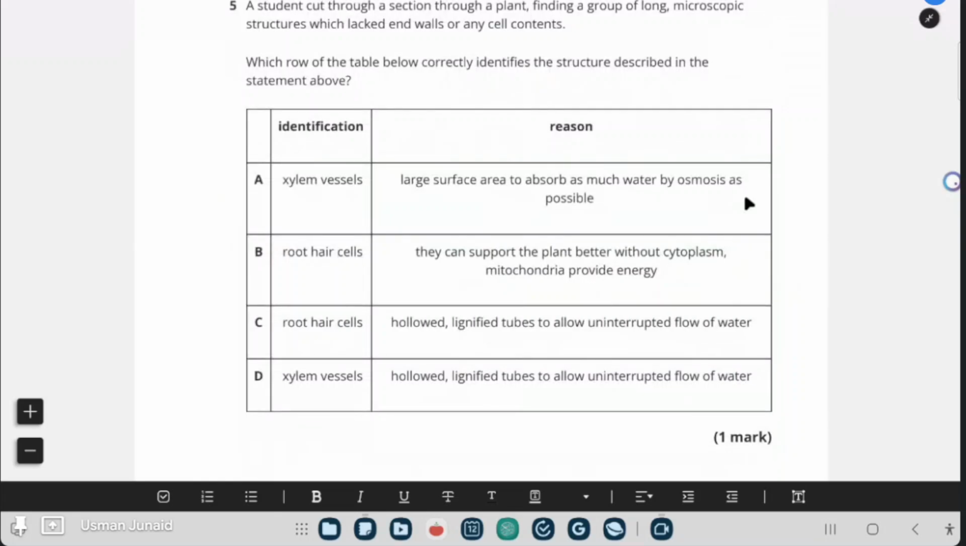A student cut through a plant, finding a group of long microscopic structures which lacked end walls or any cell contents. Which row of the table below correctly identifies the structure described in the statement? When you have these cells that have no cell contents, we're talking about xylem vessels. Xylem and phloem are two different types of cells, right? They are used in the transport of water and nutrients in the plants.